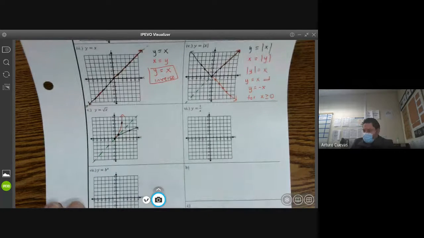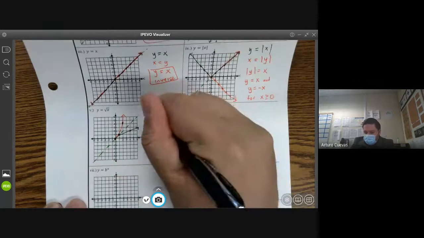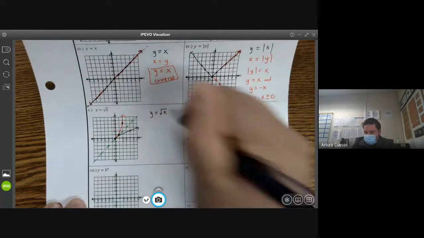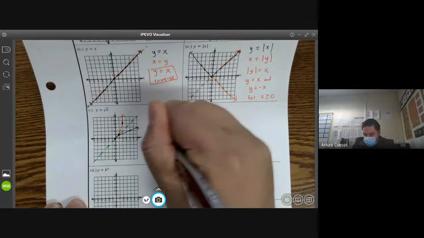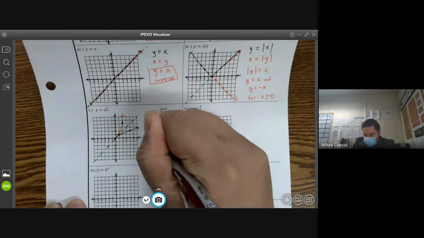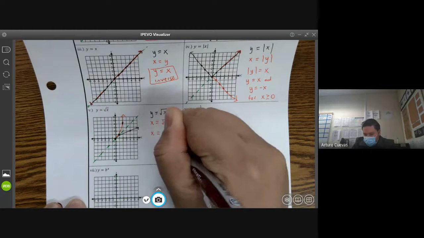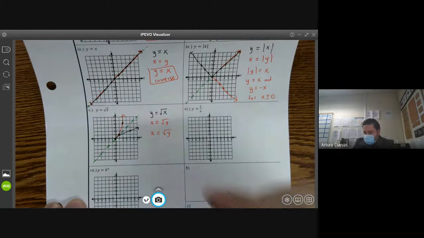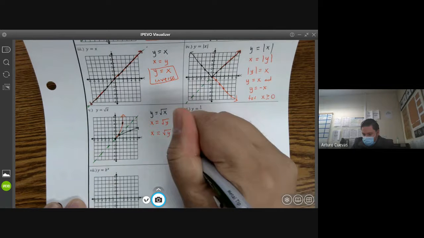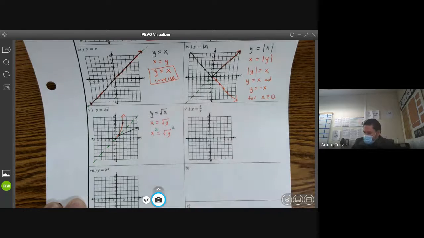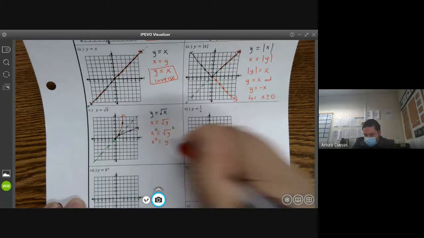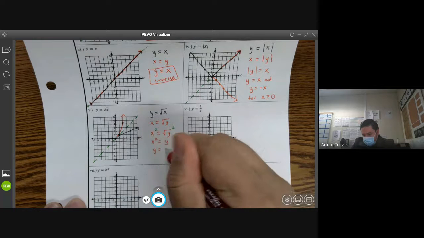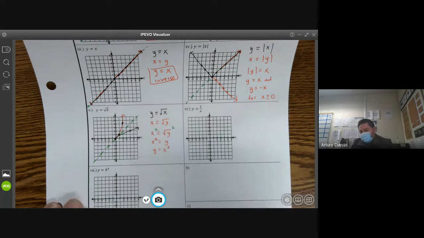Very good. Now, if we did this algebraically, y equals the square root of x. We're going to switch the x's and the y's. X equals the square root of y. How do I get rid of the square root of y? Square both sides. So we're going to get x squared equals y. So y equals x squared.